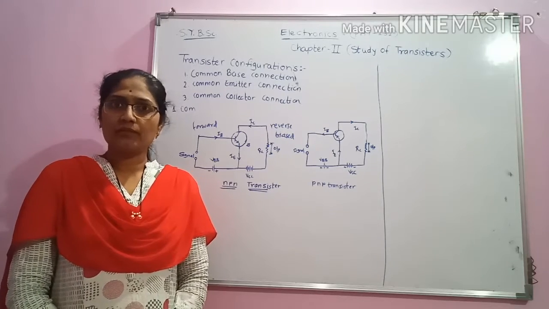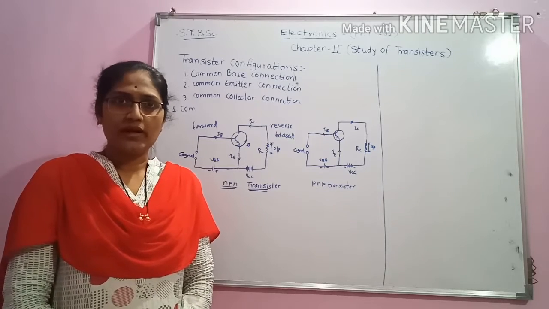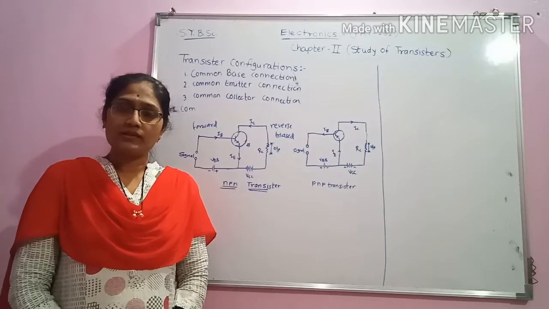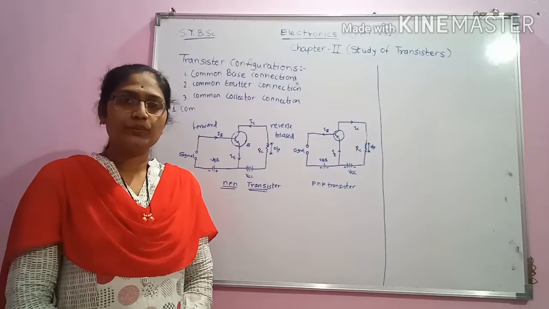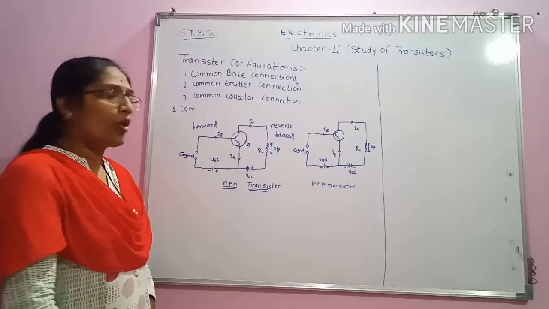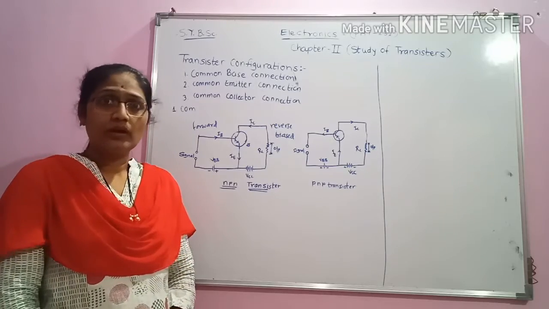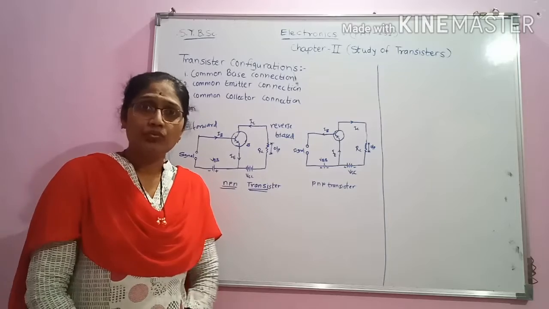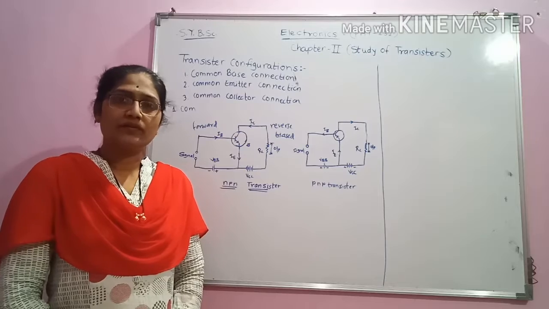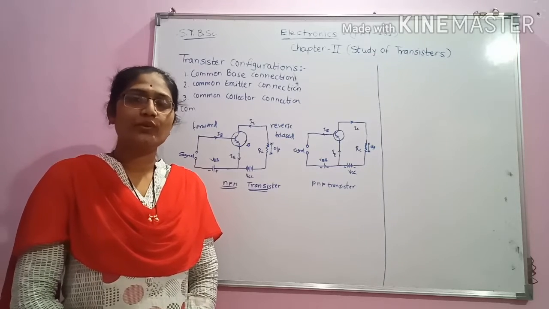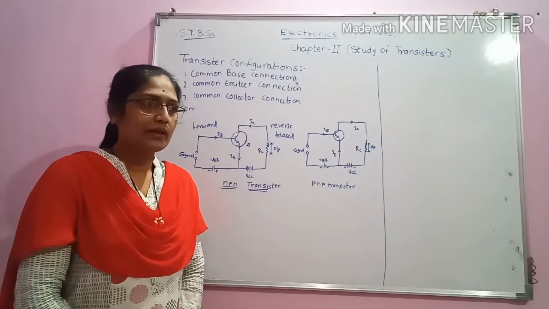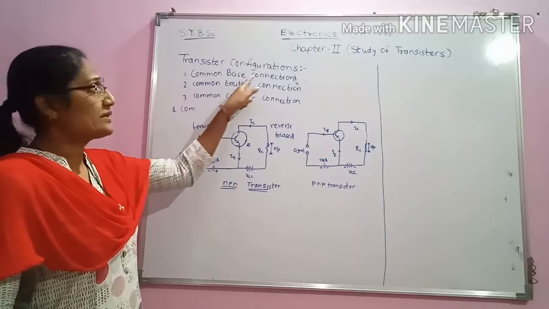We have started our syllabus related to SYBSc Electronics, and we have started our second chapter, that is study of transistors. During our last lecture, we have covered the point related to transistor configurations, and in that we have covered the point that is common base connection. In that we have seen two formulas, that is gain of the transistor, and it is given by alpha, and its value is delta IC upon delta IE in case of common base connection.